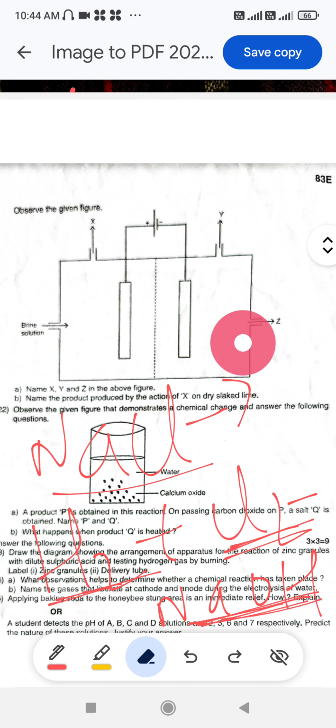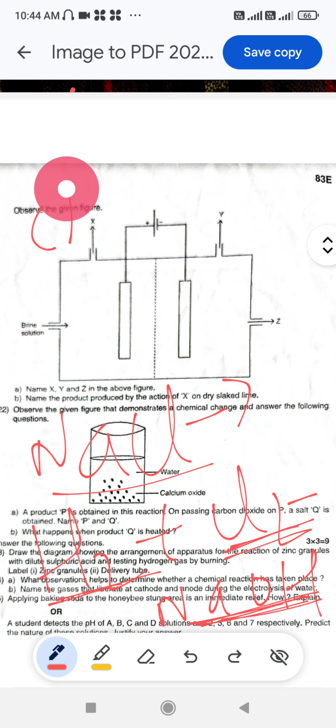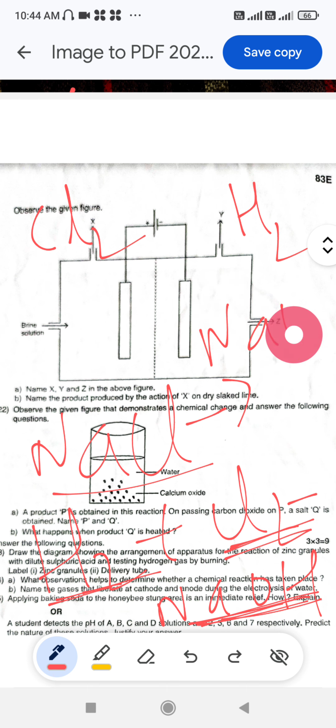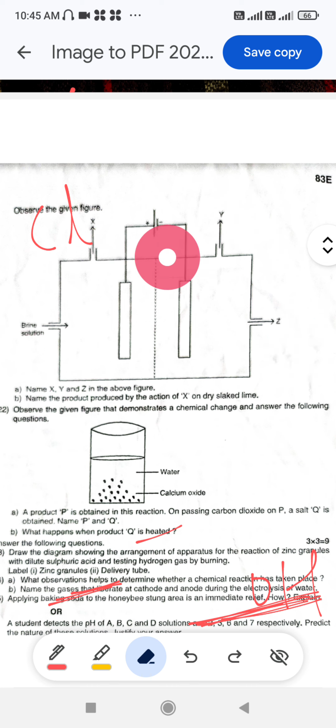So X is chlorine, Y is hydrogen, Z is NaOH. Due to the chloralkali process, sodium chloride breaks down into hydrogen, chlorine gas and sodium hydroxide. Z is sodium hydroxide, Y is hydrogen, and at X chlorine gas is released. This is about the first question. Okay, now what is the next question?